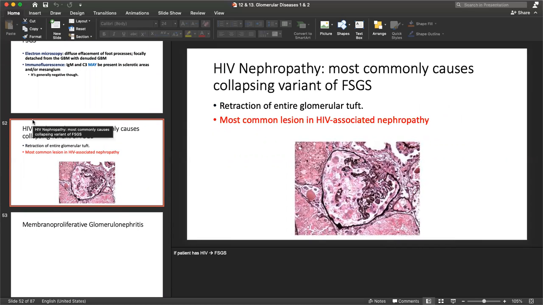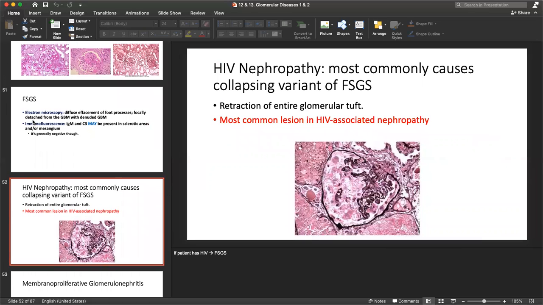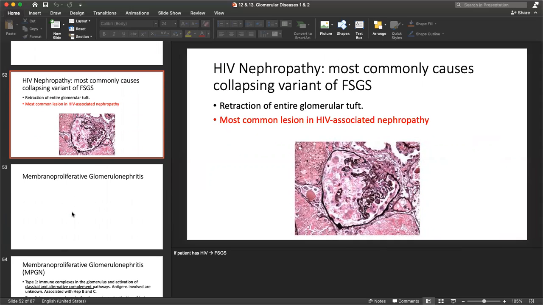HIV nephropathy. We've talked about that it's important in focal segmental glomerular sclerosis. It is going to be the cause of the collapsing variant, an HIV associated nephropathy. You can see it's dark here. It's collapsed looking. It looks terrible. So gotta remember that.